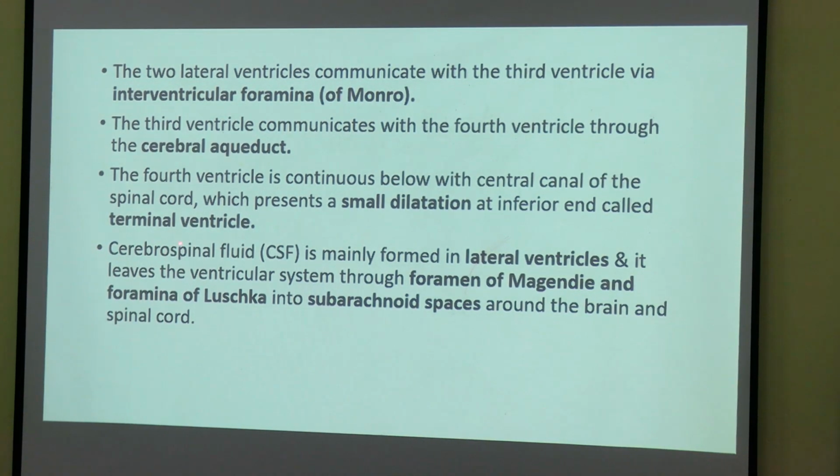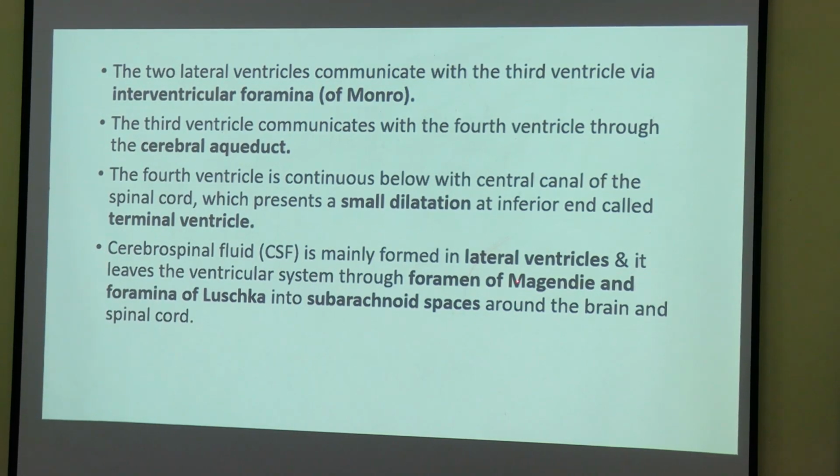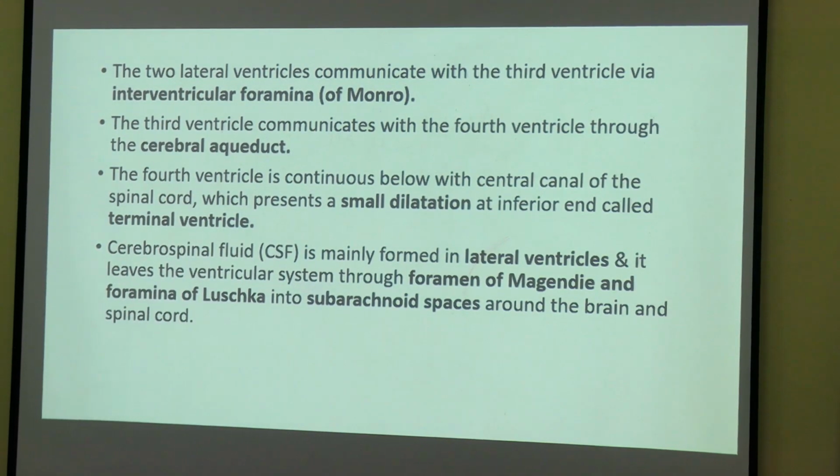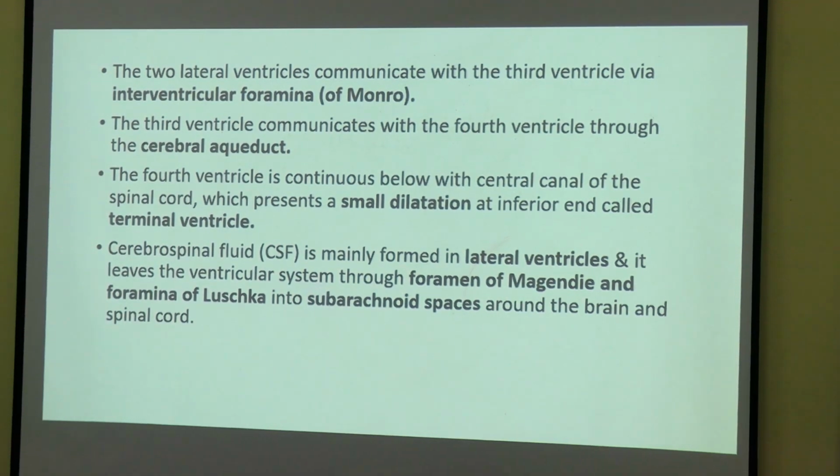Okay. The cerebrospinal fluid is mainly formed in your lateral ventricle and it leaves the ventricular system through the foramen of Magendie and foramen of Luschka into the subarachnoid space around the brain and spinal cord. So, along with these three foramens, we have other two important foramens. They are called as foramen of Magendie and foramen of Luschka. Okay. So, your CSF will enter the subarachnoid space through these two foramens. Note it down.